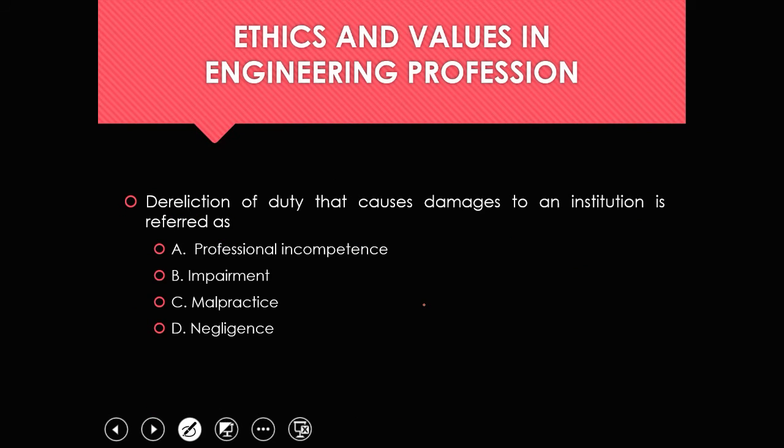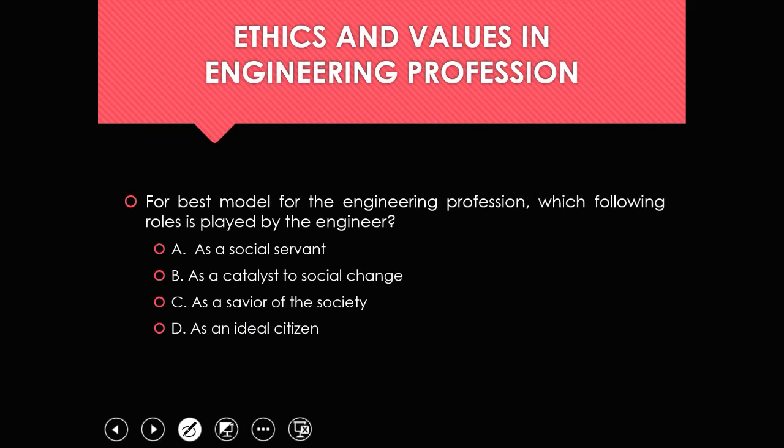Causing damage to an institution is referred to as negligence. For the engineering profession, which of the following roles is played by the engineer? It is a catalyst to social change.